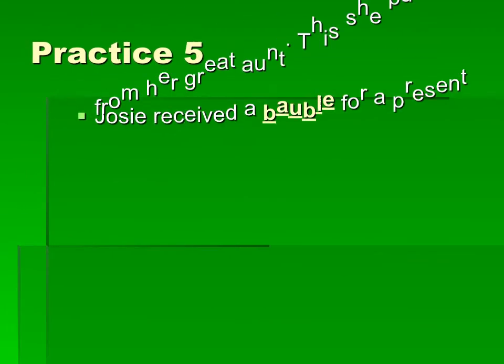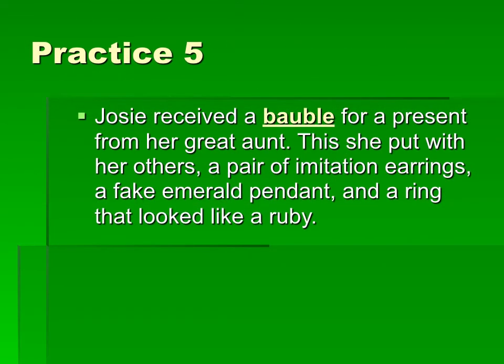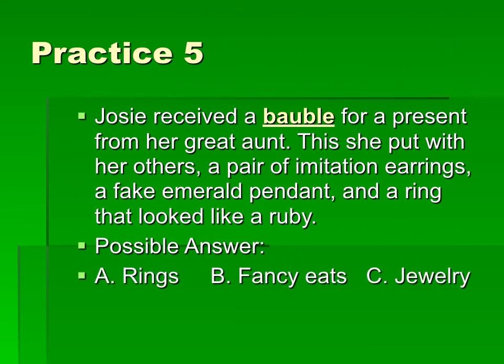Practice number 5. Josie received a bauble for a present from her great aunt. This she put with her others, a pair of imitation earrings, a fake emerald pendant, and a ring that looked like a ruby. Bauble. What does bauble possibly mean? A, rings, B, fancy eats, or C, jewelry?